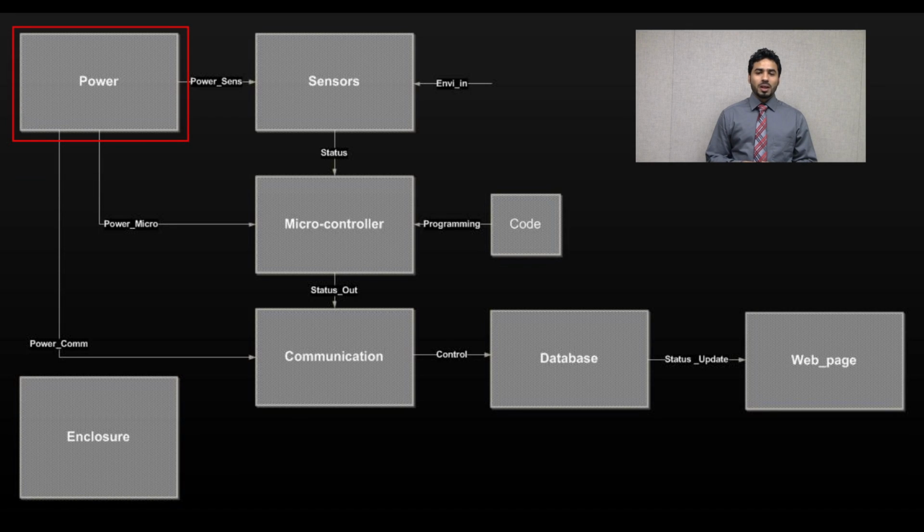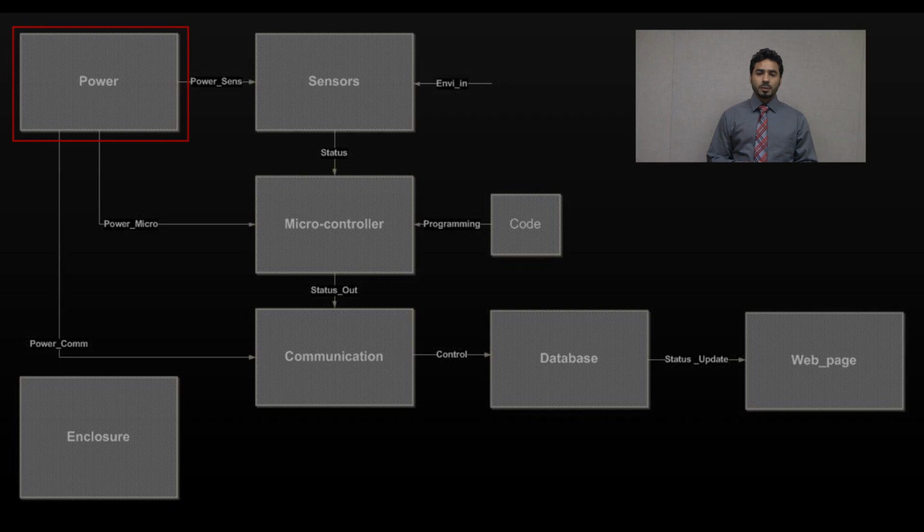The power block will supply 4 volts to the entire system. In case of a need of more or less voltage, a voltage regulator will be used to step up or down the voltage as required. The power block has 3 outputs. The first output being power sense, which is the power required by the sensor block, and then we have power com, which is the power going to the communication block. Then we have power micro, which is the power going to the microcontroller block.